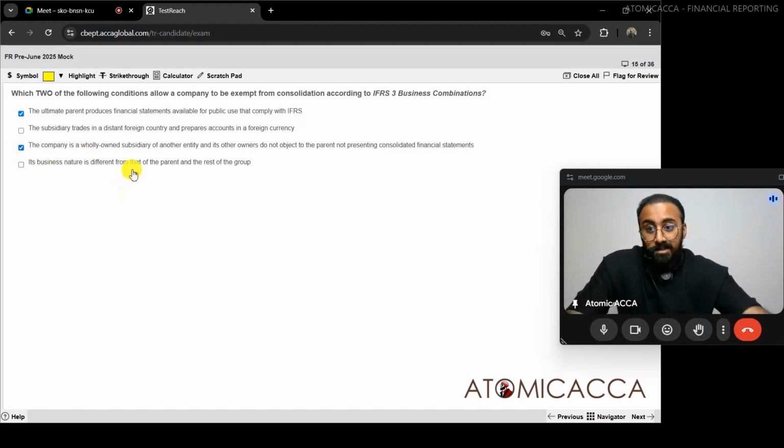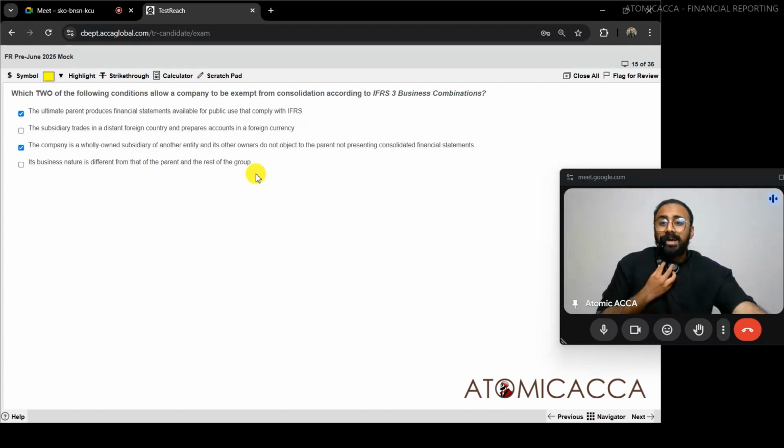Option D: its business nature is different from that of the parent and the rest of the group. That doesn't matter. Whatever activity you're involved in, you still have to produce a consolidated financial statement. So you can't be exempt because of this reason. With that, we are done with question number 15, and that was the end of section A of this particular question paper.